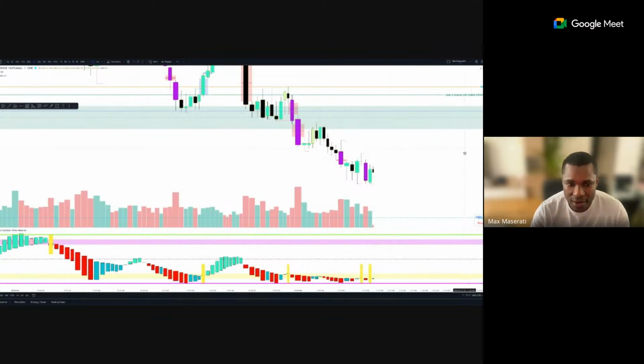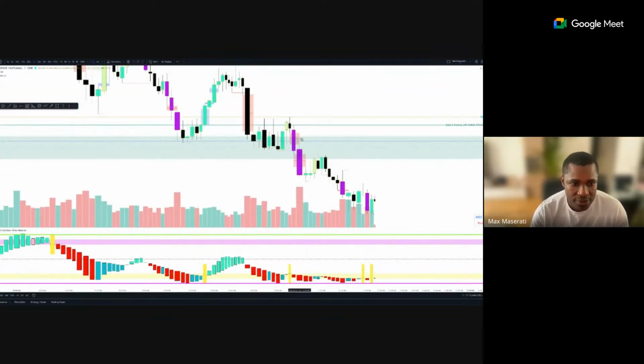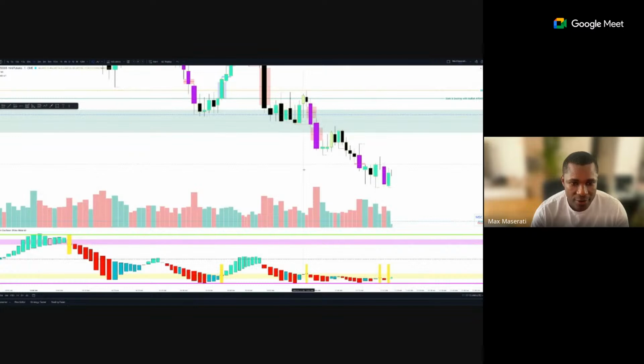Okay, so let's mark out. We have our market structure change here. Since we have our market structure change here, we're expecting price to do what?